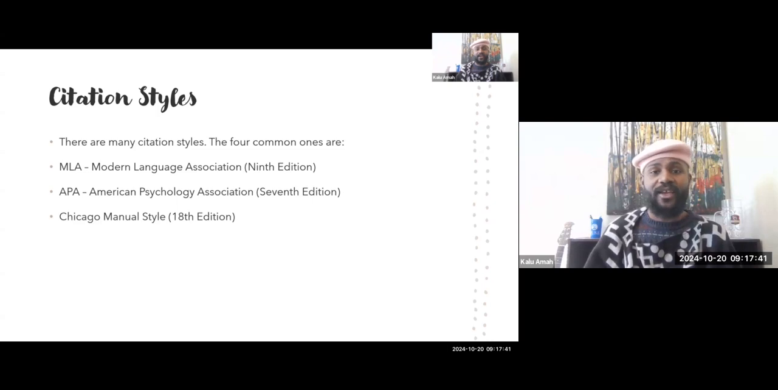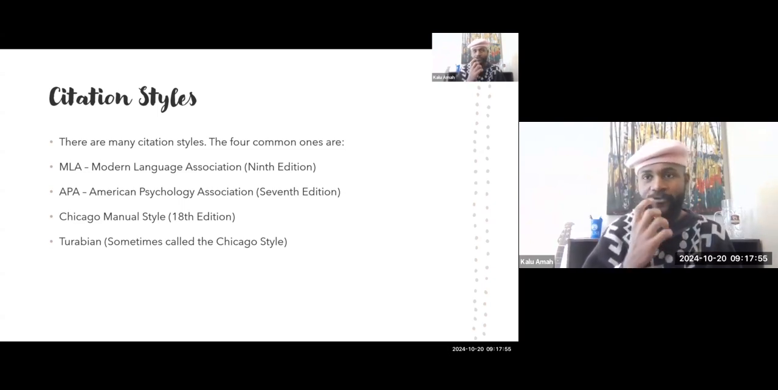Then the Chicago Manual of Style, we are on the 18th edition. They just released the 18th edition. We also have Turabian, which is sometimes called Chicago Style. I've not used it before, and I don't have expertise on Turabian. Even Chicago is just to an extent, because I work with a journal called the James Joyce Journal, so they use Chicago. So that is me getting in contact with Chicago and seeing the way it works.